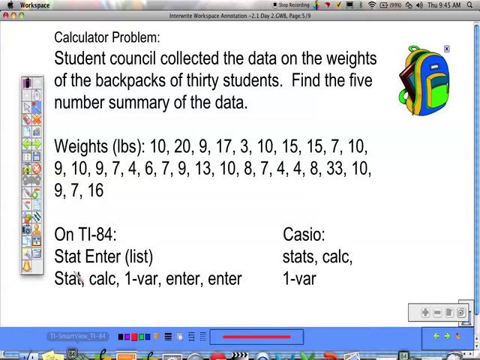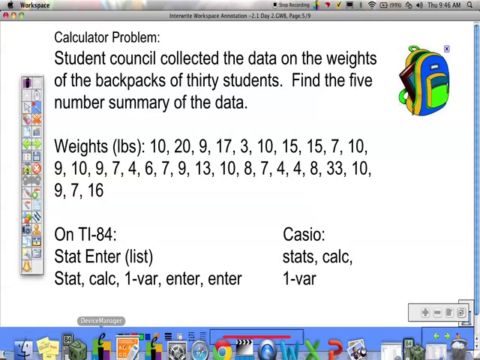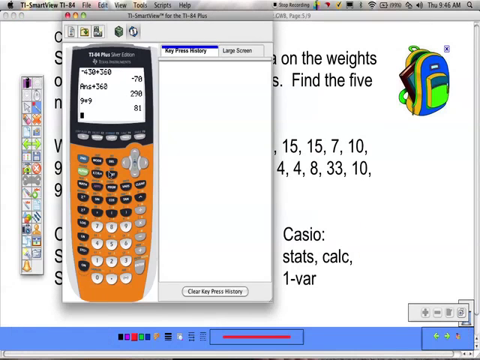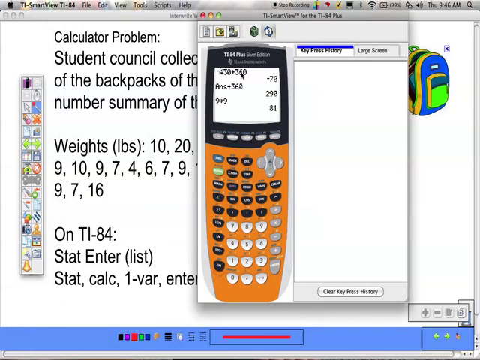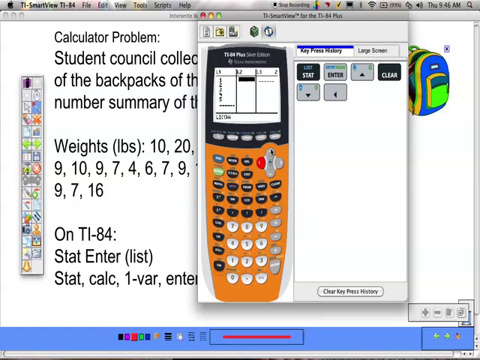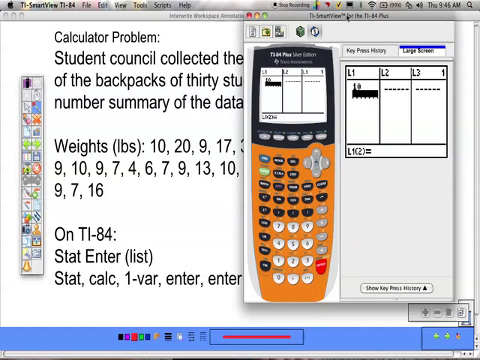The first step is to enter your data into a list. So I'm going to enter those 30 numbers into a list by hitting stat. Stat is this button right here, and then enter. Okay, so we get lists. If there's any numbers in your list, hit up, clear, down. And then we're going to enter the 30 numbers in. So we have 10. I'll just show you what I'm doing on my large screen here.